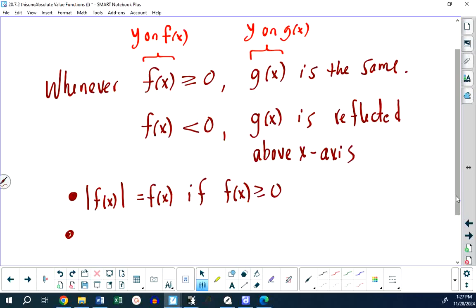Starting to get into some conceptual ideas here, not just numbers or graphing or stuff like that. The absolute value of f of x is f of x if f of x was greater than or equal to 0. Another way to look at this, everybody, is if f of x is greater than or equal to 0, then you don't need the absolute value signs. But the absolute value of f of x is negative f of x if f of x was negative.